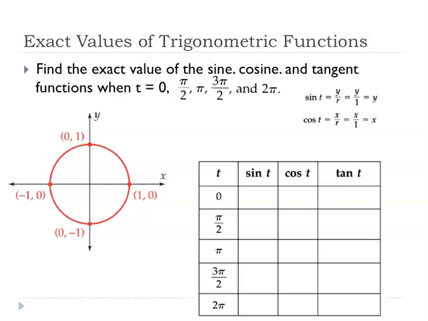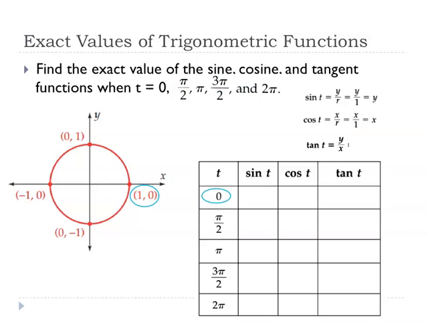Let's write down for ourselves what we just wrote down for the unit circle, right? So sine of t is equal to y, cosine of t is equal to x, and then tangent of t is equal to y over x. Okay, so sine of t is equal to y. So if t is equal to 0, so let's start here. When t is equal to 0, we're looking at this point right here.